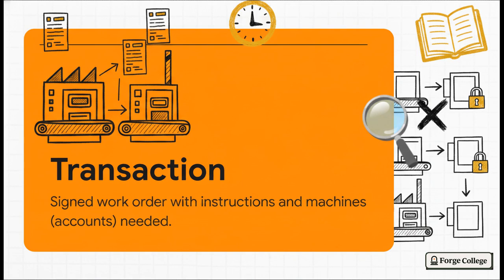Now, the golden rule of this factory is super simple. Your work order literally cannot even begin until every single machine it requires is completely free and ready for use. If someone else is using your machine, you're waiting.